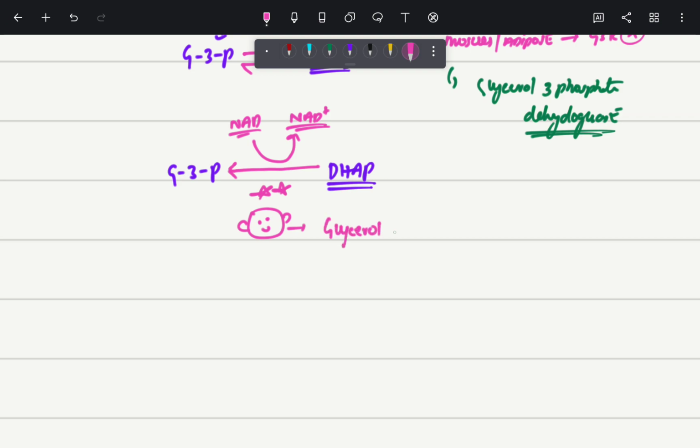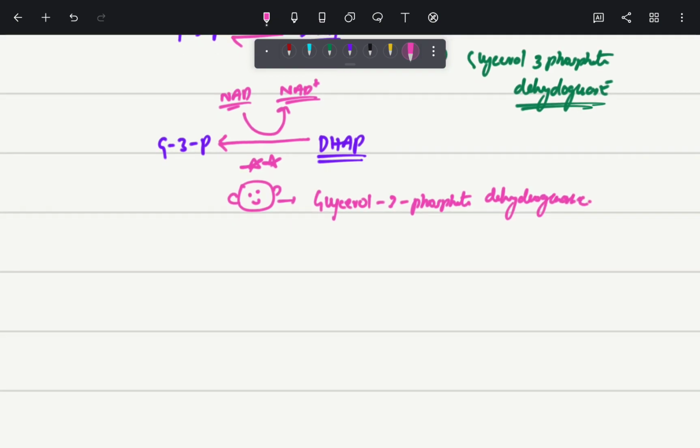and the enzyme responsible here is your glycerol 3-phosphate dehydrogenase. Okay, so eventually from this glycerol 3-phosphate we can synthesize your phosphatidate, and from phosphatidate we can synthesize all your acylglycerols, such as triacylglycerol, diacylglycerol, etc., and your phospholipids such as phosphatidylcholine and phosphatidylethanolamine. Okay, I will simply put this one as phosphatidate here.